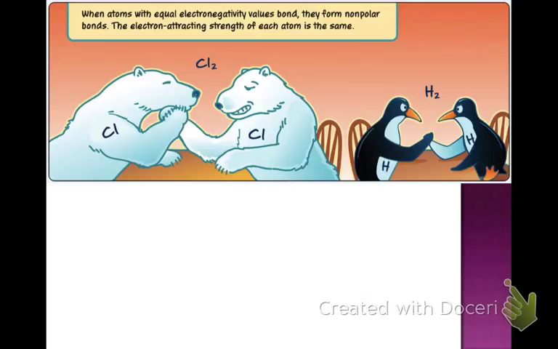So here we're showing the difference in electronegativity values. When atoms with equal electronegativity values bond, they form nonpolar bonds. The electron attracting strength of each atom is the same. So we'll highlight nonpolar bond, equal electronegativity value, and the same strength. Here we have two polar bears, pretty much the same size, arm wrestling. Neither one is winning. They each have the same strength, equal electronegativity. On the right we have two penguins arm wrestling. They each have the same strength. One is not winning over the other.